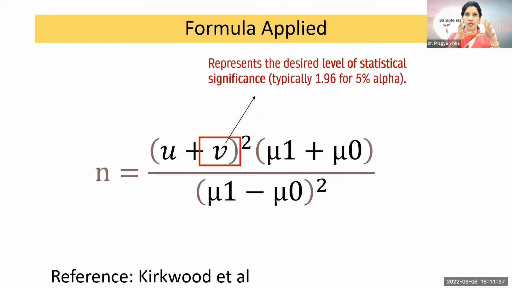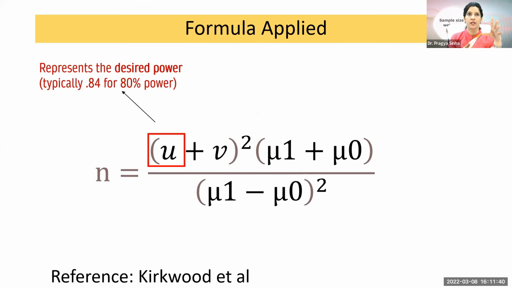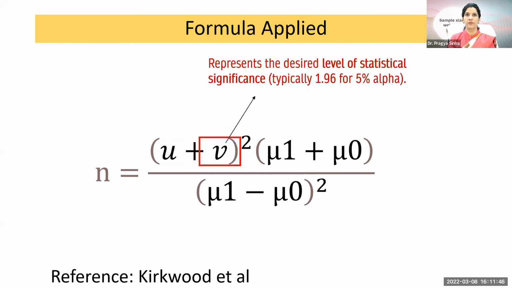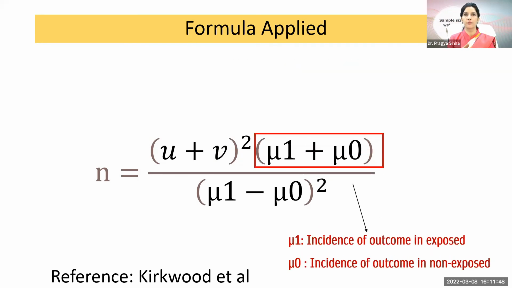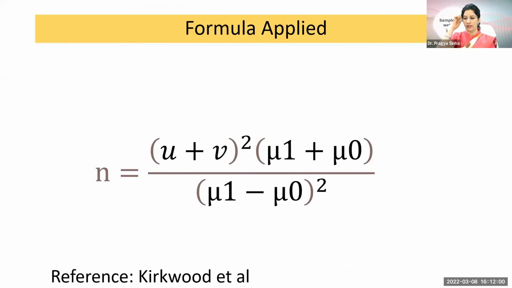So you can add the 1.96 and this 0.84 together, and then the third thing is your mu1 plus mu0. This mu1 is the incidence of outcome in the exposed, and mu0 is the incidence of outcome in the non-exposed. And in the denominator, you take the difference and then square it. That is how you do the hypothesis testing for the incidence rate. This formula is not there in the statulator, so for this, we will have to calculate it manually. So we'll see how to do it.